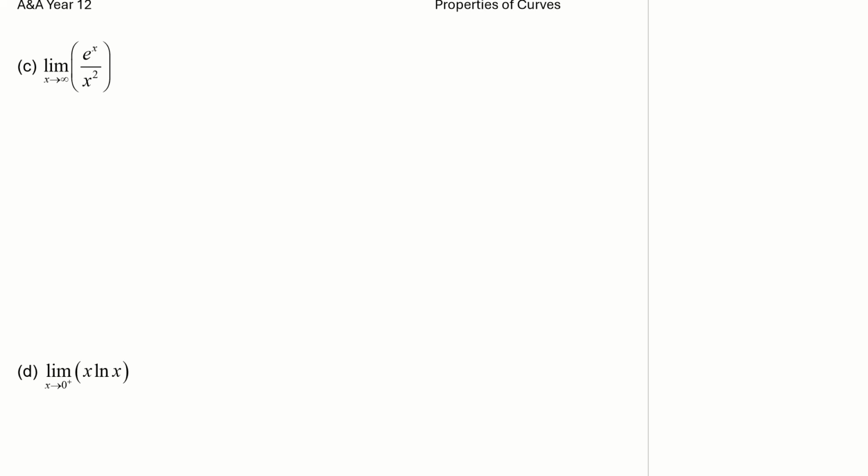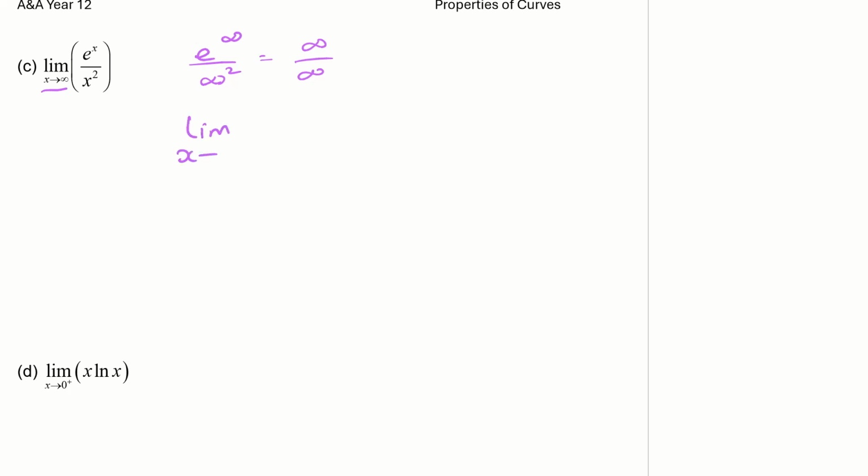the limit of e to the x over x squared, x tends to infinity. Well, that gives us e to the infinity over infinity squared. That's infinity over infinity. And I realize you shouldn't use infinity in that way, but you get the gist of what we're doing here. And that's an indeterminate form.